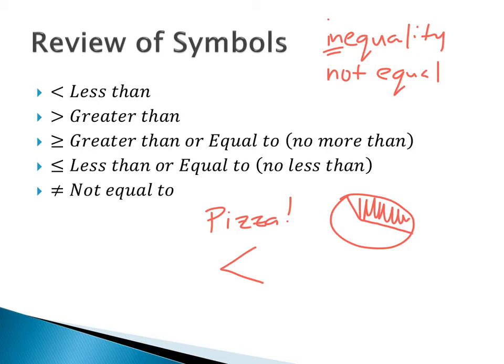So you always want to eat the bigger piece, so that means the mouth is always going to point towards the big, and the little arrowhead is always going to point towards the small. Imagine eating pizza. We always want to eat the bigger slice.